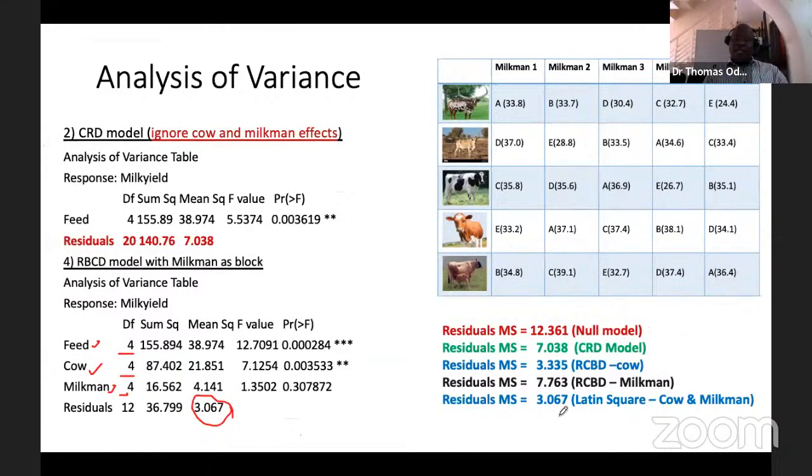So if we look here, of course, the final model, the Latin square model seems to be the best model in terms of the noise, but then the difference between this model here and the cow model is apparently very small. So one would want to ask whether we need this very complicated model with the cow and milkman? For this case, it is yes, because that was the design of the study. But if you are to repeat the same study again, you would say, well, I don't actually need to take the milkman into consideration when I'm designing my study.